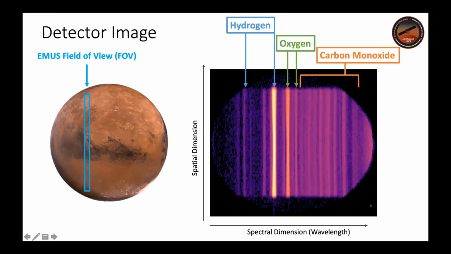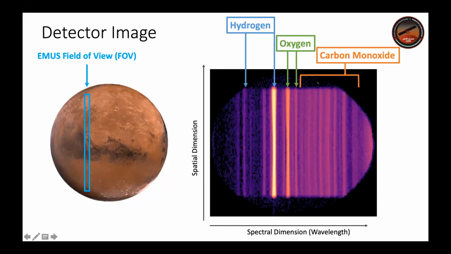On the other hand, on the horizontal axis here, what we're actually looking at is different colors, different wavelengths of light coming from the planet. And I've highlighted some of the more important ones here. Hessa mentioned hydrogen and oxygen. These are building blocks for water. We're interested in the evolution of water at Mars.